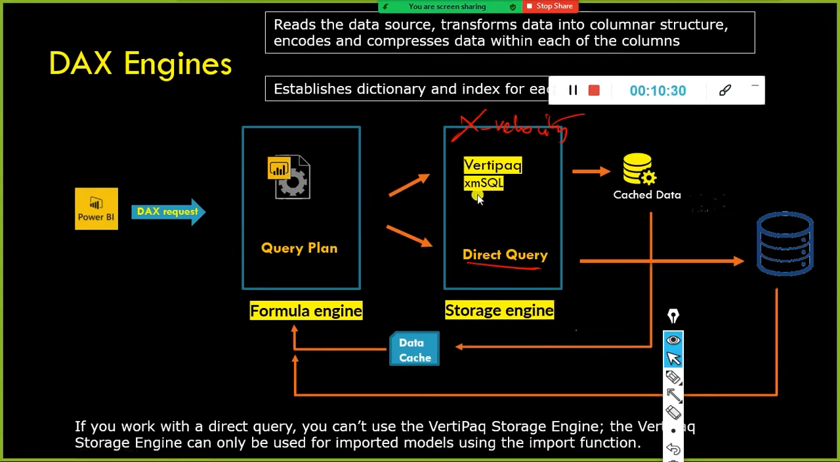Upon receiving the query plan in the storage engine for the import mode, xVelocity or Vertipaq converts your data into columnar data, and then it compresses, encodes the data and loads it in memory, so that the performance will be much faster. So now you understood the architecture behind the DAX engine, how it works.